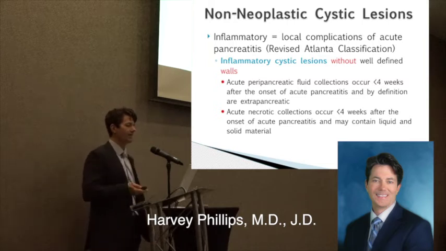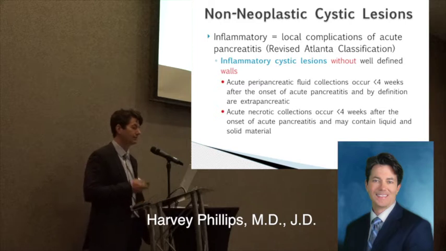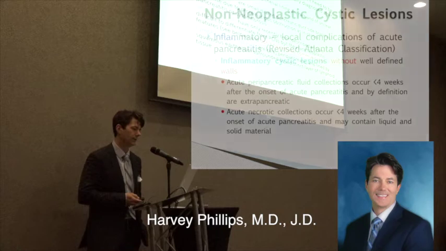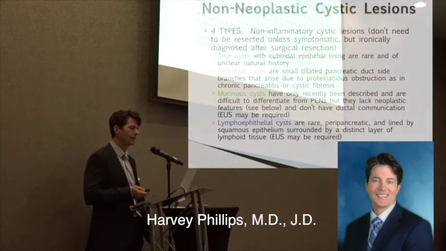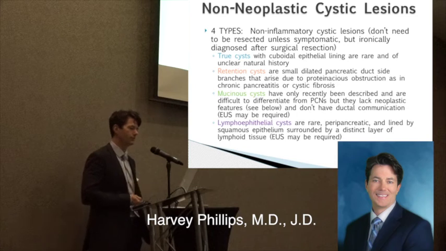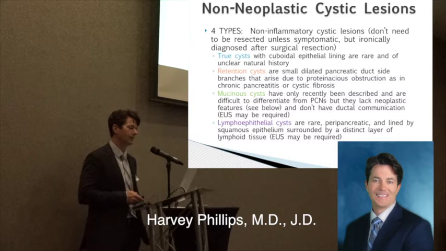So then we have the other category of non-neoplastic cystic lesions, four types again. Your true cysts, these have cuboidal linings, and they're rare and of unclear natural history. Retention cysts are small dilated pancreatic duct side branches. They're usually from proteinaceous obstruction, and you see this in cystic fibrosis or chronic pancreatitis.